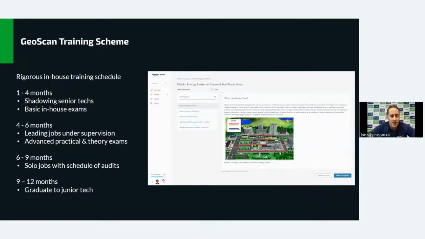At GeoScan, for example, our in-house training scheme is very extensive. New technicians coming into the field have to shadow existing senior techs for a substantial amount of time, go through a full schedule of audits before they're signed off and allowed to go out to site to complete work independently.